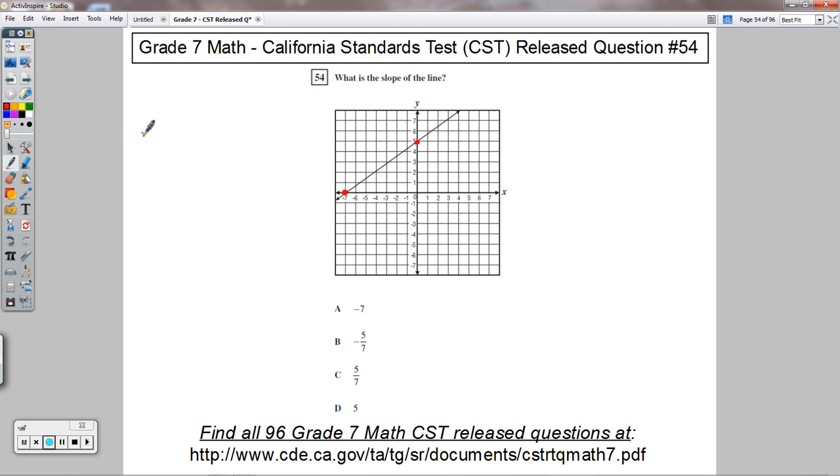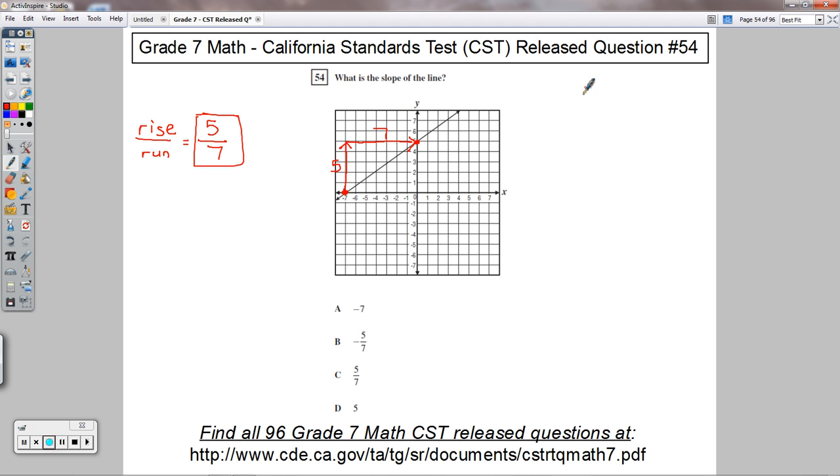So if I use the rise over run method, and I just look at the graph, I'm going to move left to right. I think that's easiest. So my rise, it's going from 0 up to 5. That's a rise of 5. And then it's going from -7 over to 0. That's a run of 7. So I've got +5 over +7. That would be my final answer using that method.